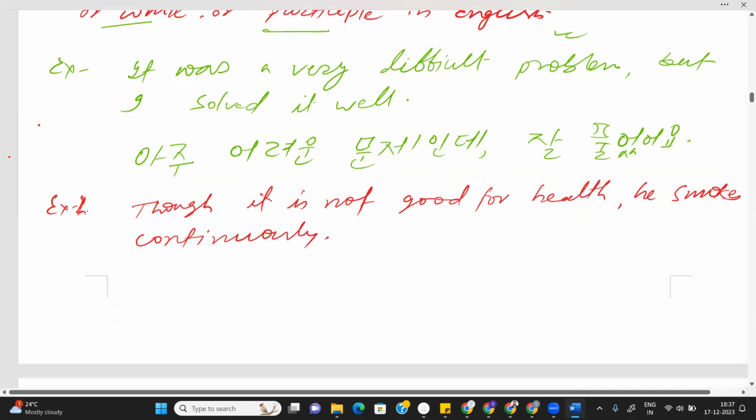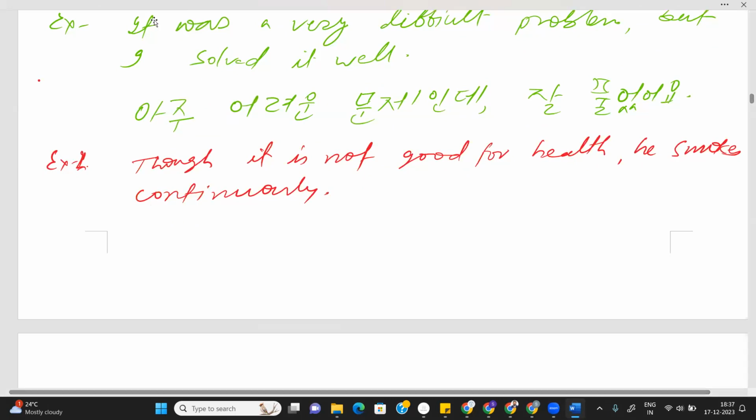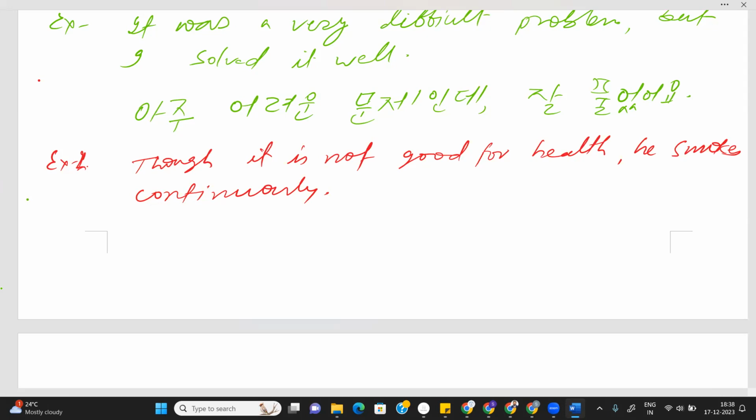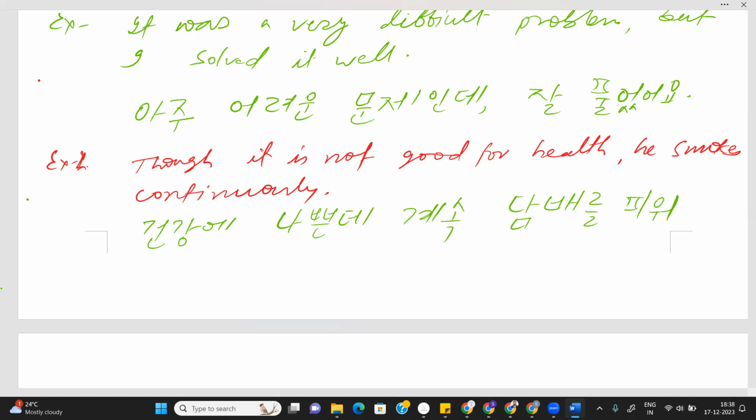Okay, so how will you write this in Korean? You will write like this: 건강에 나쁜데 계속 담배를 피워요. Okay, good. I hope you understand this class.